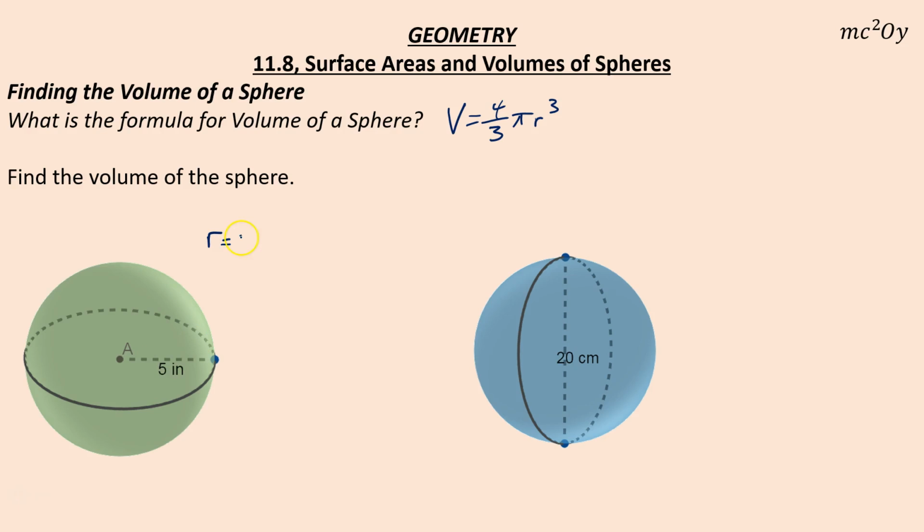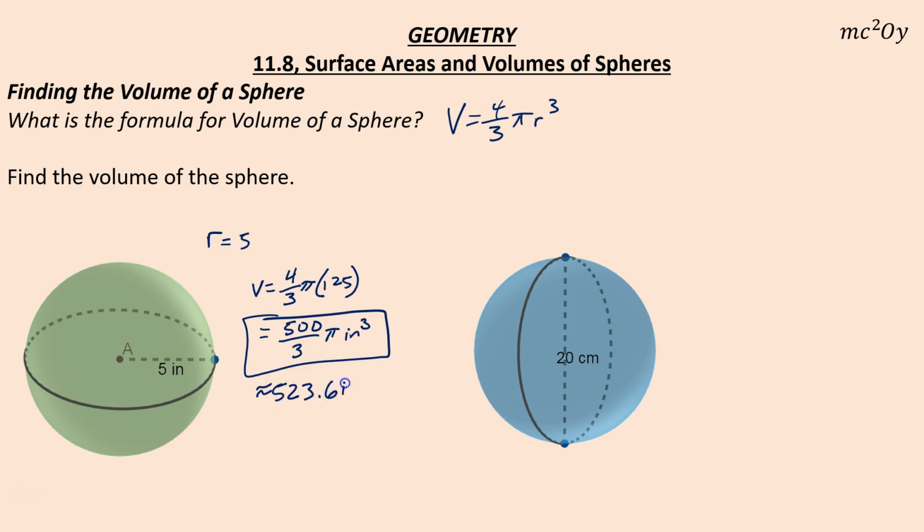So if I know the radius, 5, it really is just substituting values in. Volume is equal to 4/3 pi times 5 cubed, or 125. Okay, and that is equal to 4 times 125, or 500, over 3 pi. That right there is our exact value. Now if you're rounding, well, 500 divided by 3 times 3.14 is close to 500. In this case, it's actually 523.6.